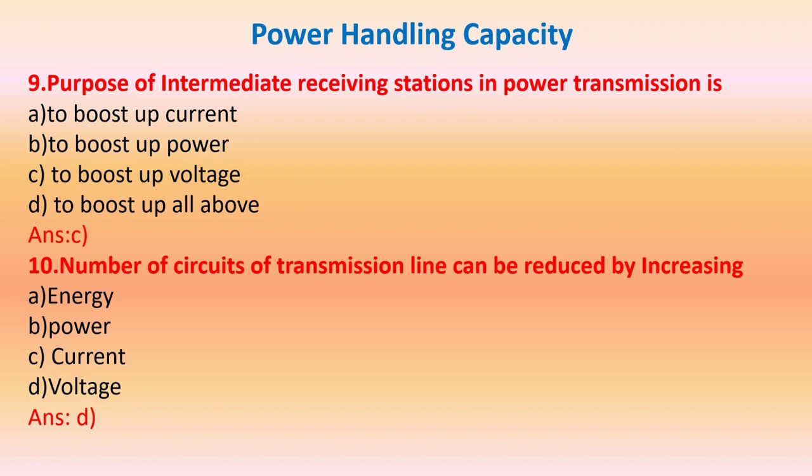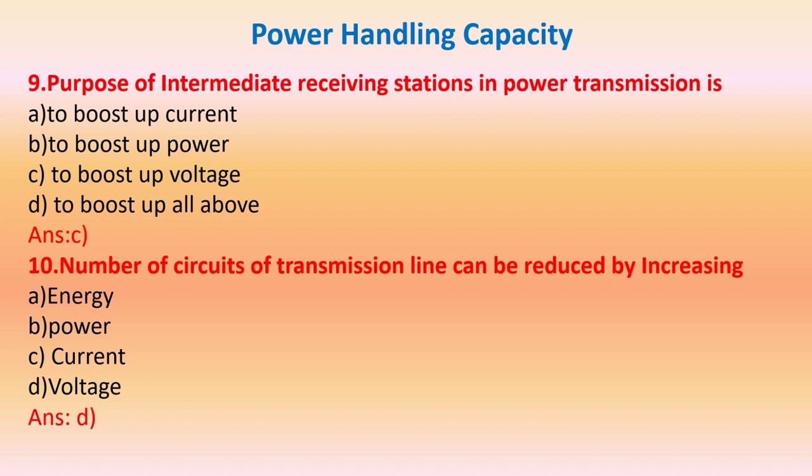Question 9. Purpose of intermediate receiving station in power transmission is option A, to boost up current, option B, to boost up power, option C, to boost up voltage, option D, to boost up all above. Answer is option C, because intermediate receiving stations are required to boost up the voltage, as there is a voltage drop in the conductors. So to maintain the voltage, there is a need of intermediate receiving stations.